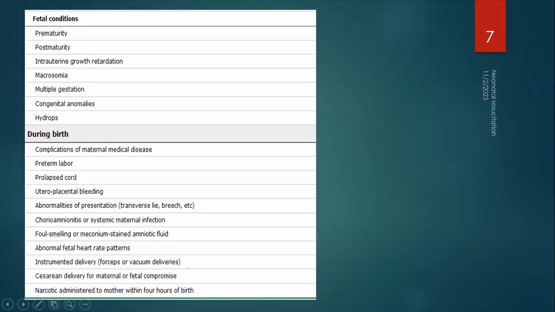And during birth, if the mother has any medical disease, preterm labor, prolapse of cord, uteroplacental bleeding, abnormal presentation, a transverse lie or breech, chorioamnionitis or other systemic infection, foul-smelling discharge, meconium-stained amniotic fluid, abnormal fetal heart pattern, non-reassuring fetal biophysical profile, instrumental delivery, cesarean delivery, maternal or fetal compromise, or narcotic administration to the mother within 1 hour of delivery, this neonate is possibly at high risk for requirement of resuscitation.